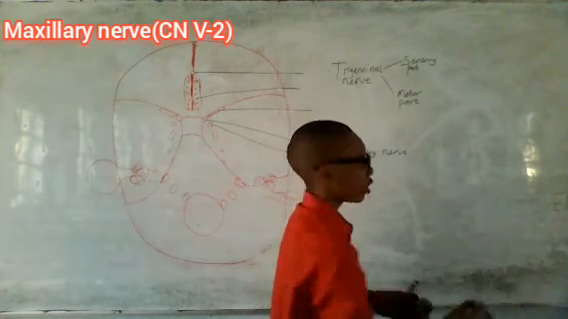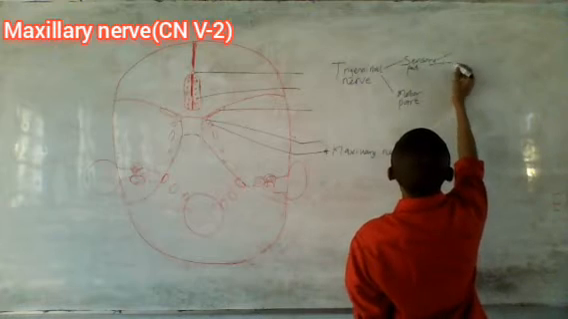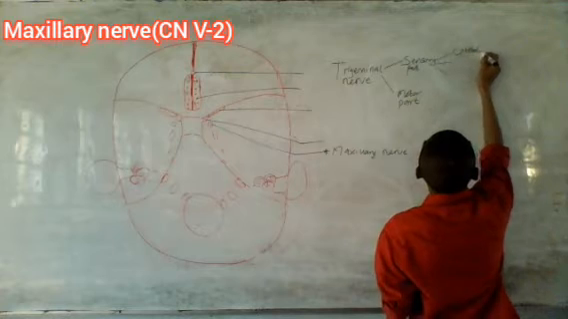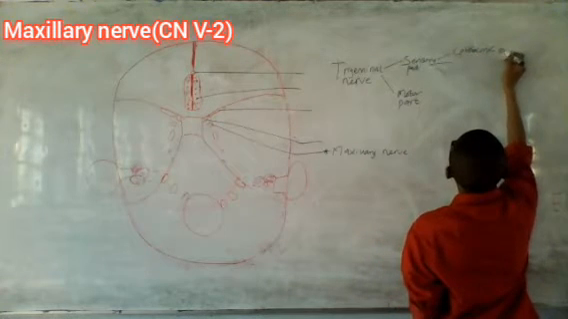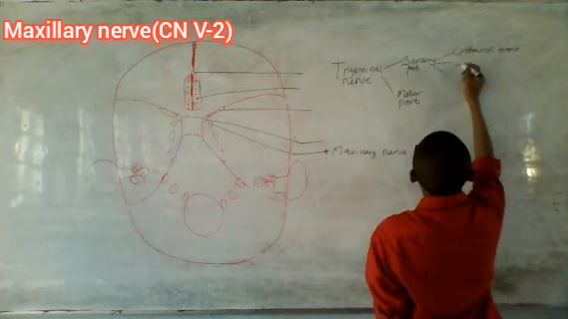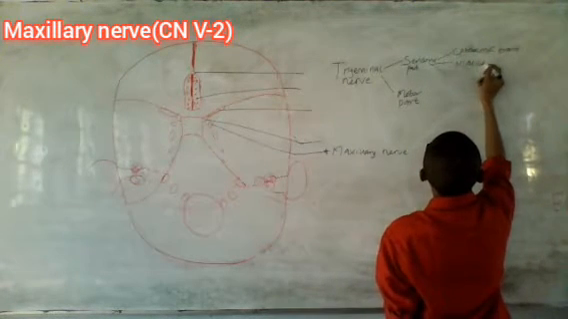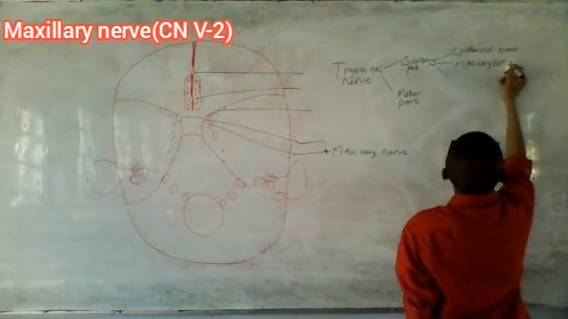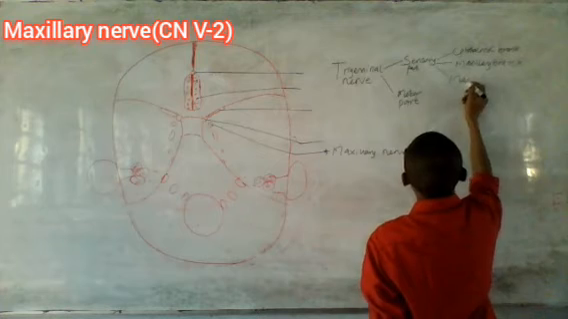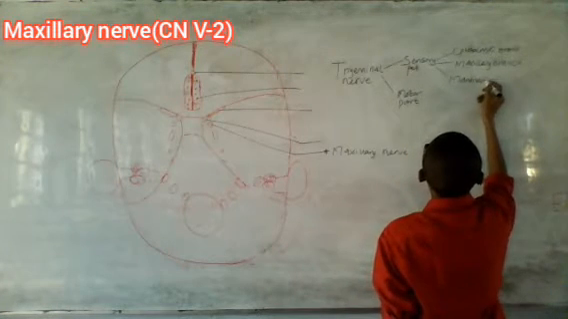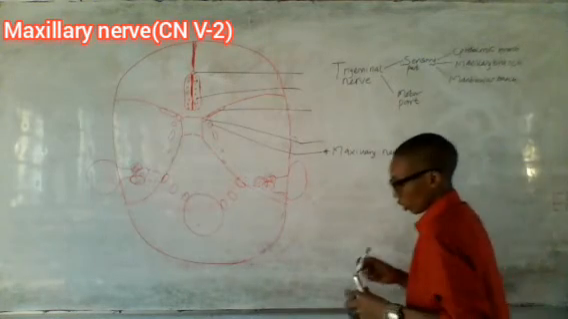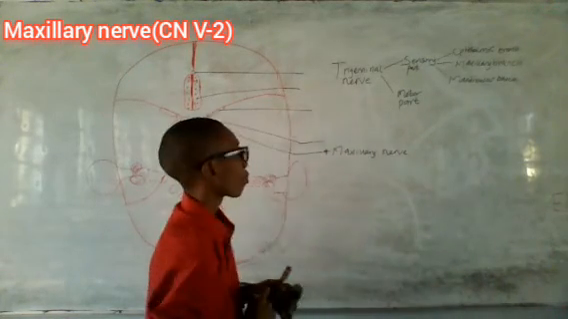The sensory part is divided into three. We have the ophthalmic branch, also called the ophthalmic nerve. We have the maxillary branch, also called the maxillary nerve, and we have the mandibular branch, also called the mandibular nerve.